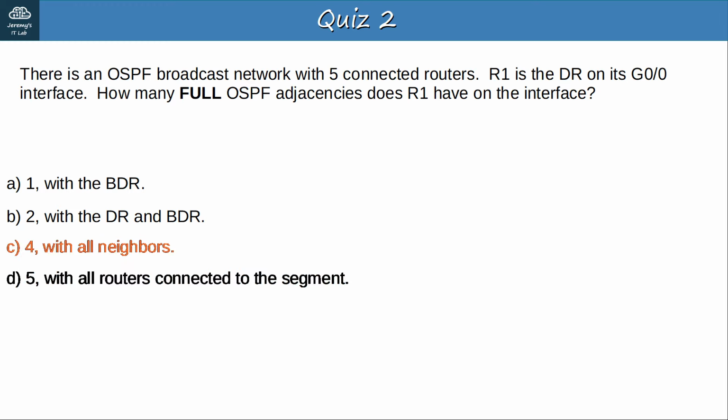The answer is C. The DR forms a full adjacency with all neighbors in the broadcast network segment, so C is correct. It doesn't form a neighbor relationship at all with itself, so B and D are incorrect. A is incorrect because it identifies only one of R1's fully adjacent neighbors, not all 4. Let's go to question 3.